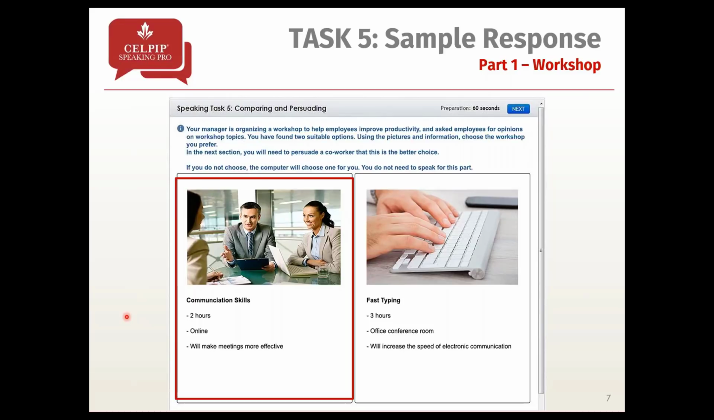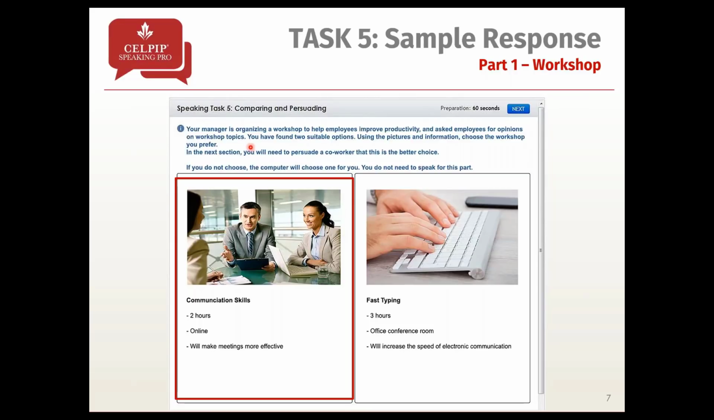Now, in the official test, you would have your choice and you would click on one of these before this timer hits 0. But in our practice today, we don't have the ability to run the test delivery software for you here on GoTo. So we are making the choice for you. And you can see that we've already put a red box around communication skills. So you know during your practice which one we've chosen for you and which one you're going to have to speak about, okay?